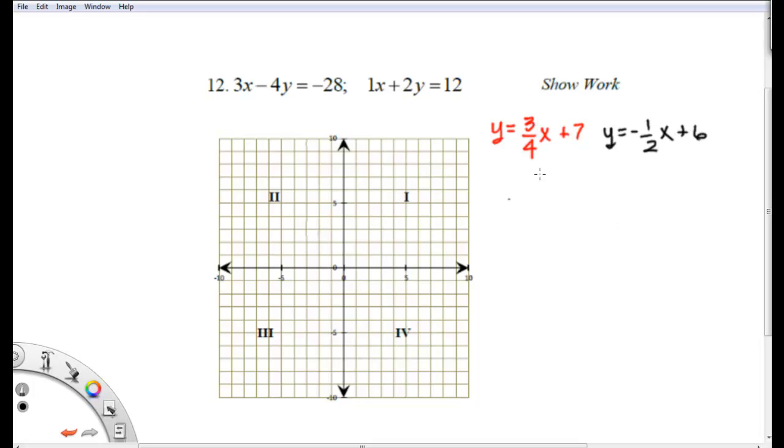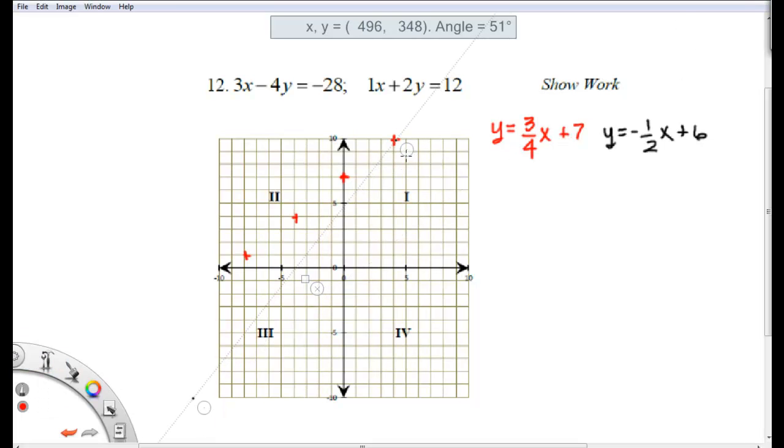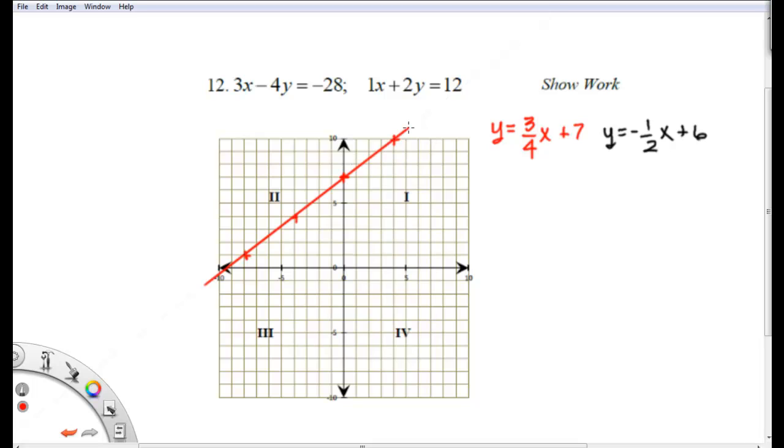So let's go ahead and graph this one. Let's do line A first. I start at 7 again. Here I go up 3 over 4. Now I want to count it backwards by going down 3, back 4, down 3, back 4. So those are all the ordered pairs for that equation that I can find on the coordinate plane. So let's go ahead and graph this line. So there's line A.